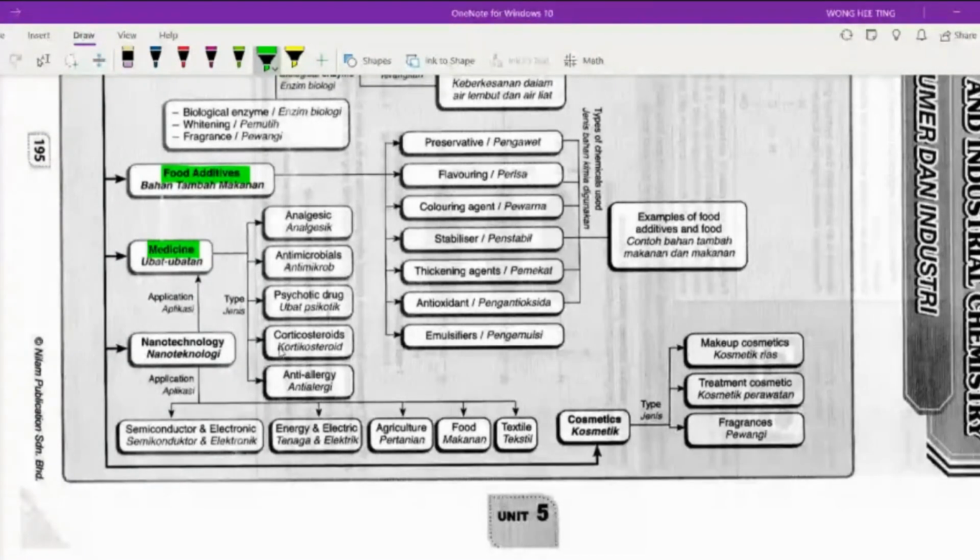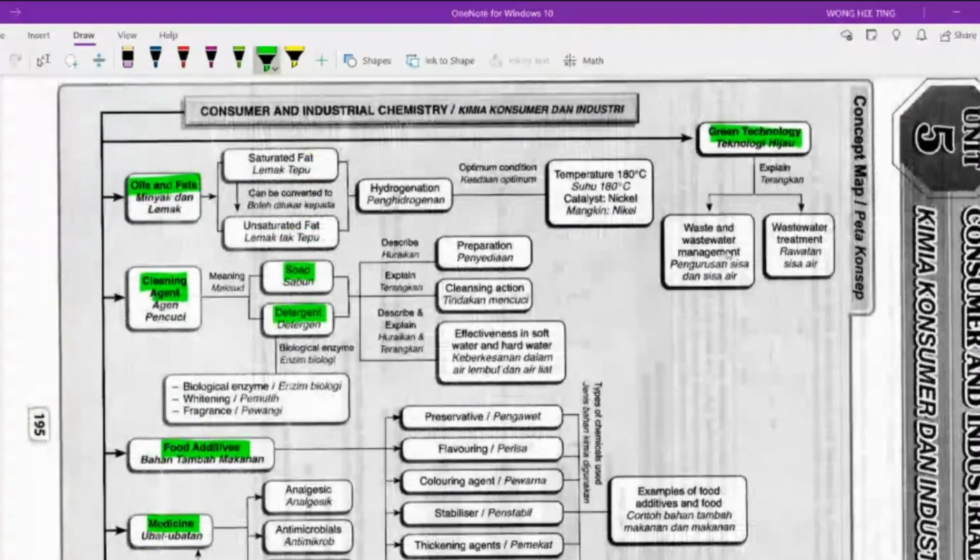Then after that, we are going to discuss nanotechnology. Then finally, it's under cosmetics. So we are going to look into them one by one. But all of this is actually just an introduction. If you further your study in higher education, later you will learn in detail. But at the SPM level, it just introduces to you what it is.